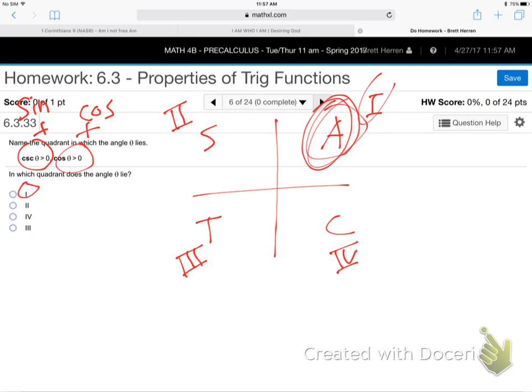Does that make sense on that? You heard that before? All Students Take Calculus? Is that how you learn the signs?